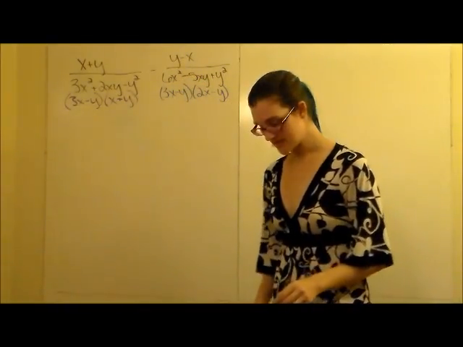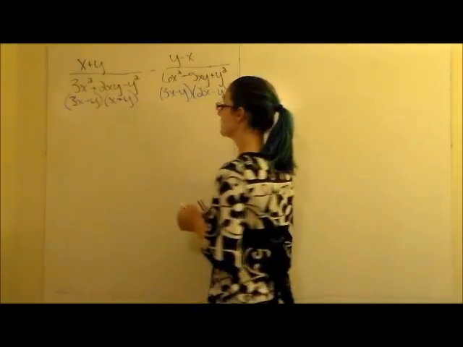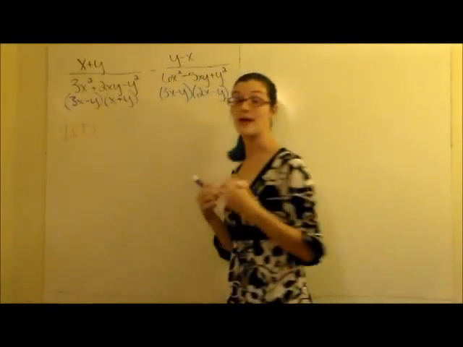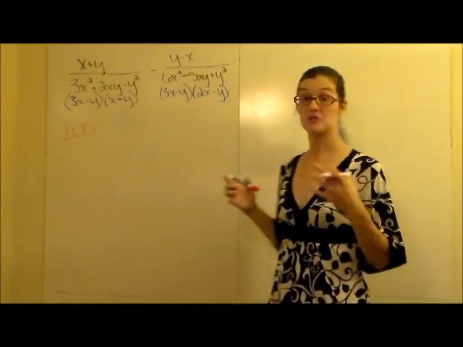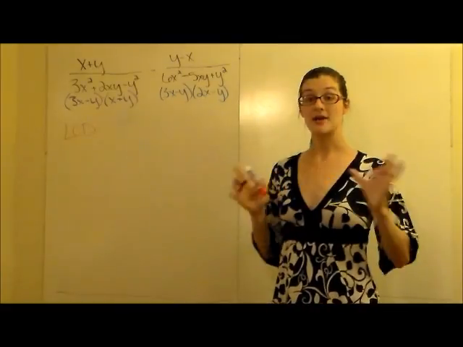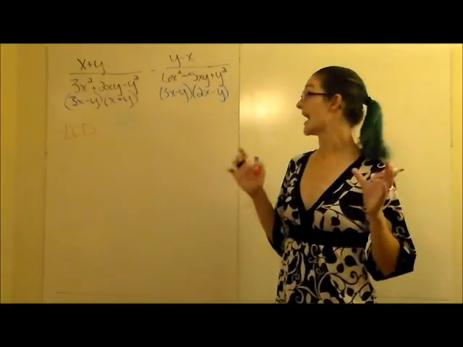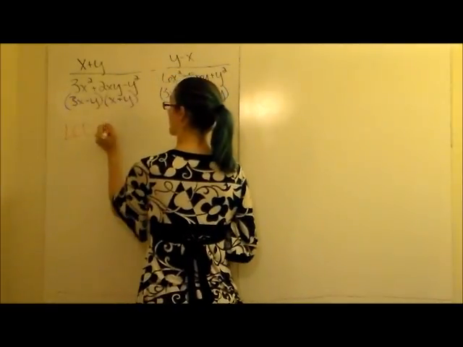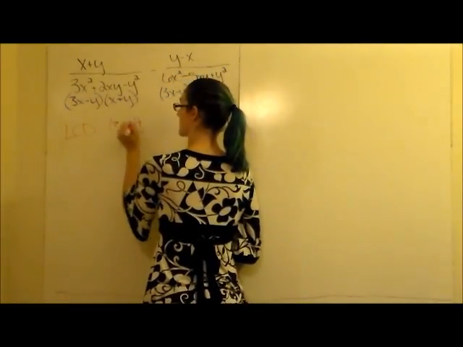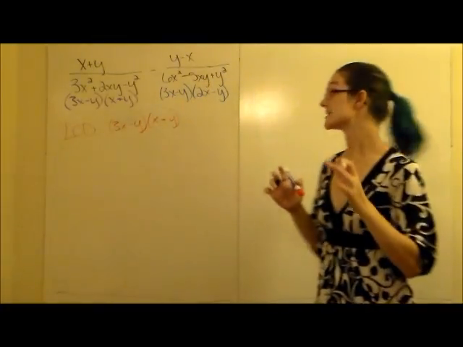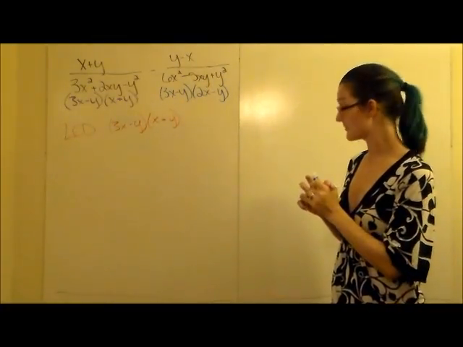So we're going to work the LCD now. For our LCD, the way that I do LCD, and there's a bunch of different ways to do it, the way I do it is I write my entire first denominator down as a factored form. So my entire first factored denominator, 3x minus y, x plus y. It's the entire first denominator factored.